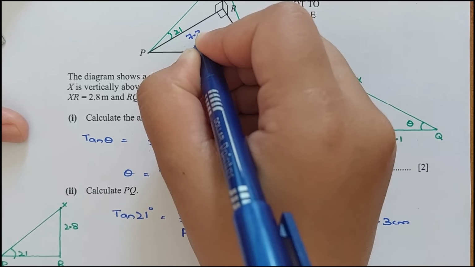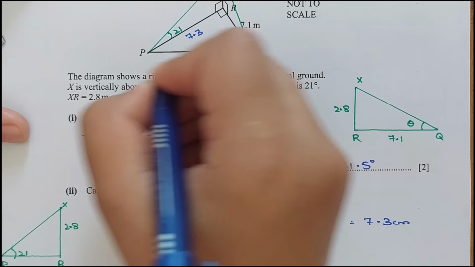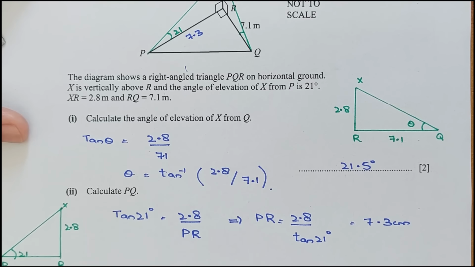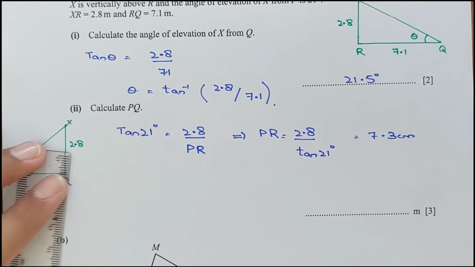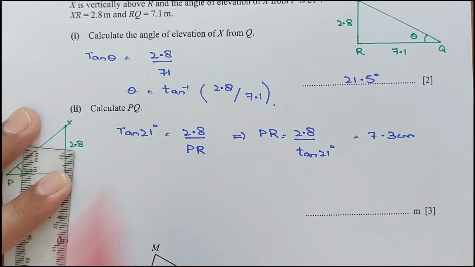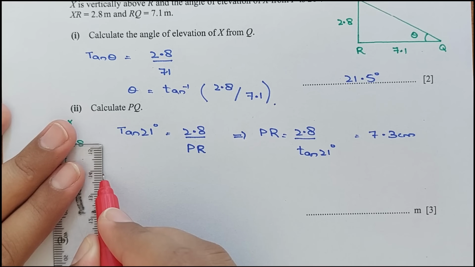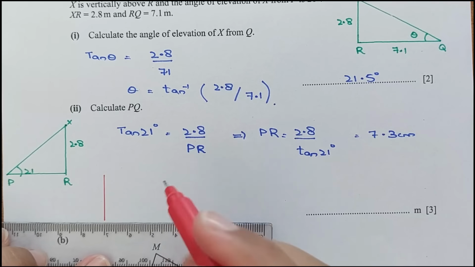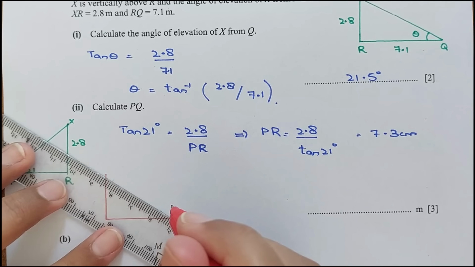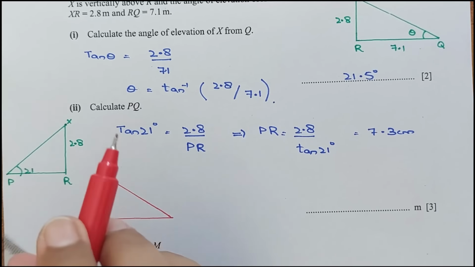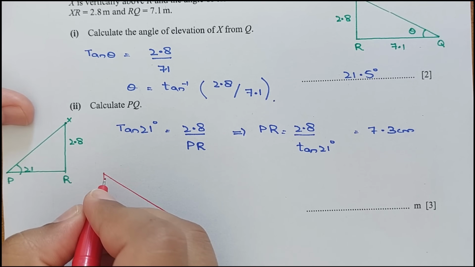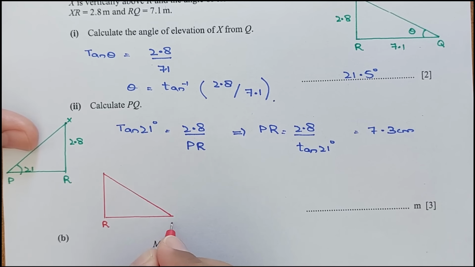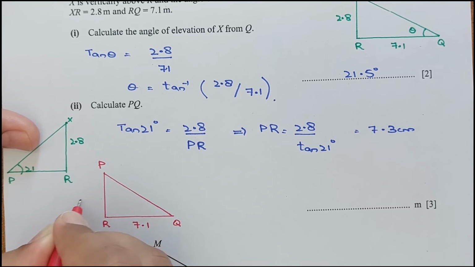This is 7.3, this is 7.1. It is a right angle triangle. We can easily find out PQ. So let me draw that triangle again. The right angle is at R. Applying the Pythagoras theorem over here. So R is the right angle, and we have R to Q is 7.1, R to P is 7.3.